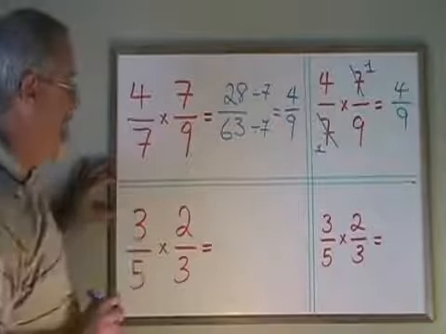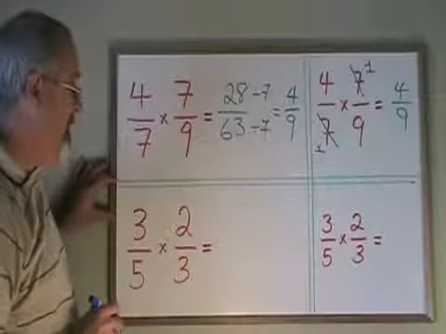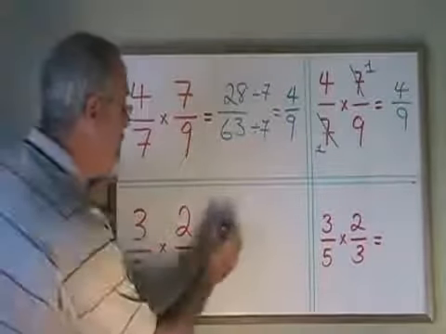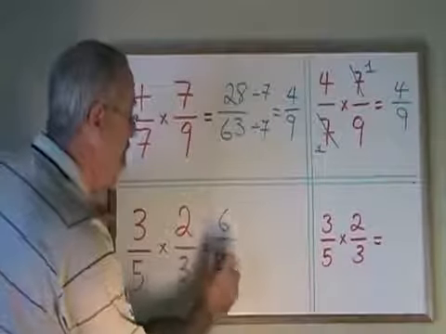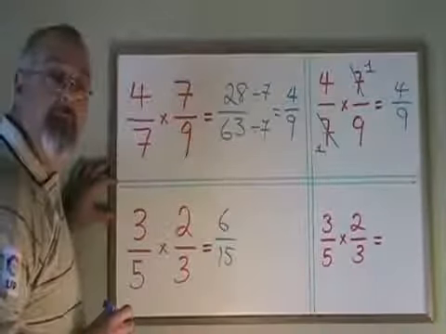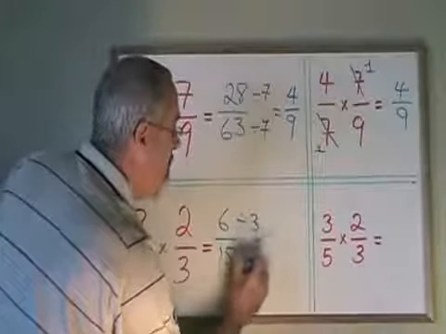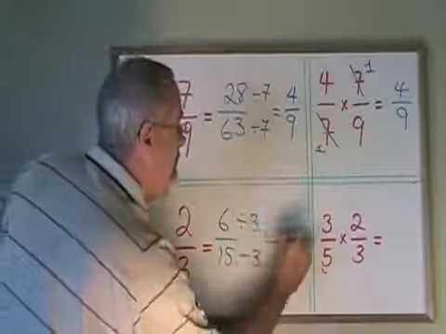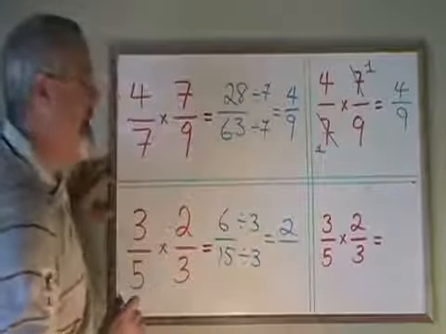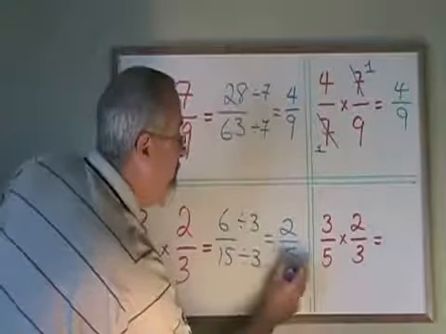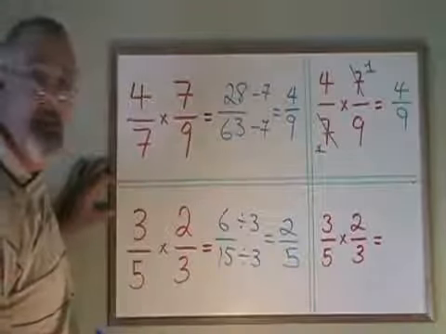Let's try this one. 3/5 times 2/3. 3 times 2 is 6. 5 times 3 is 15. But 6 and 15 have a common factor of 3. So I divide both top and bottom by 3. 6 divided by 3 is 2, and 15 divided by 3 is 5. My final answer is 2/5.